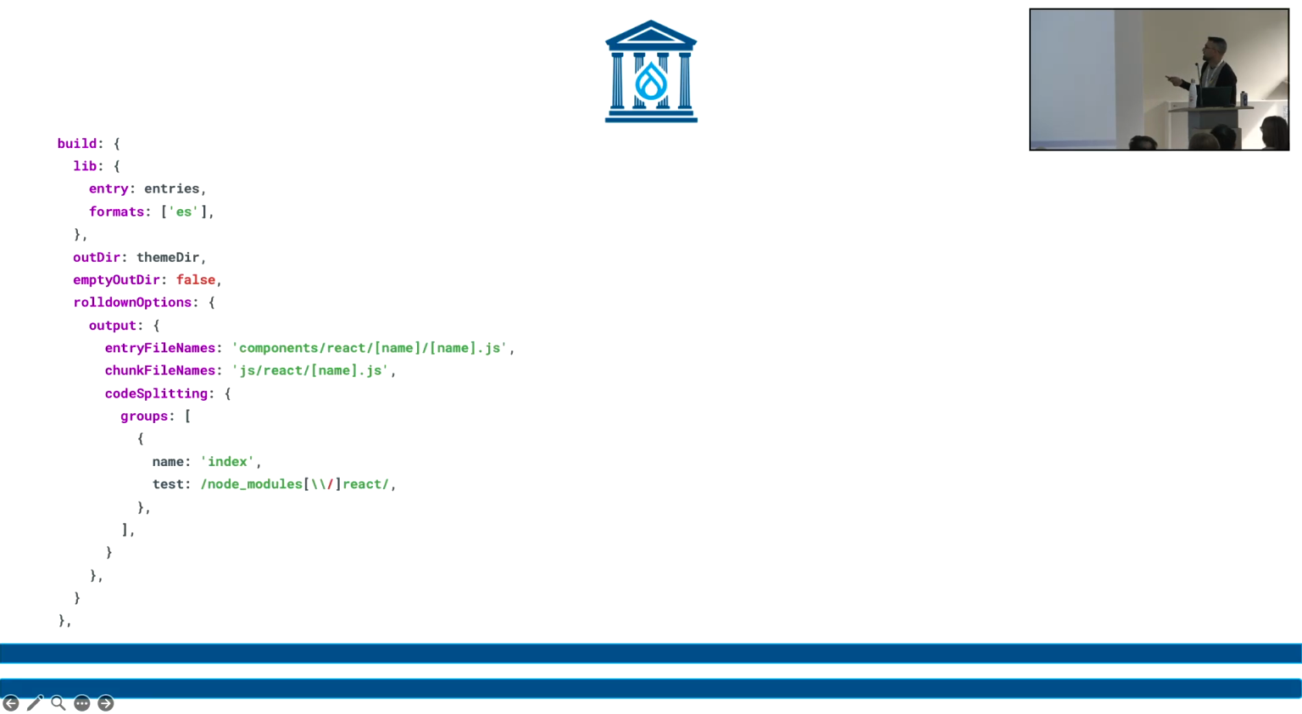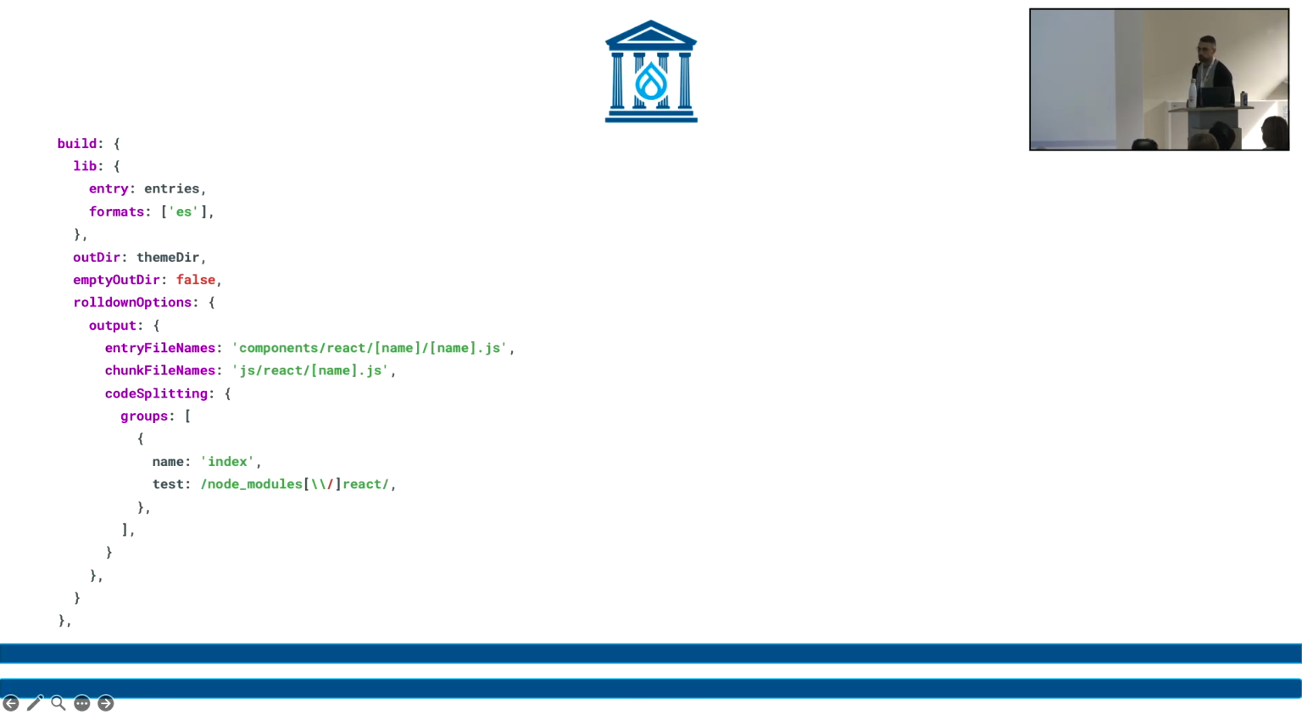So here we have the build. With the lib key, we are telling Vite to build our project as a library, in library mode, instead of a normal web application, so our component can be used. The outDir will be our theme dir, and we have to make sure to set emptyOutDir to false. Otherwise, at build time, that folder will be emptied.